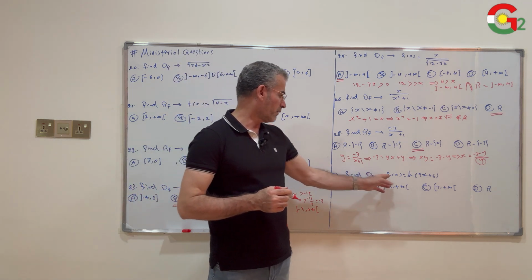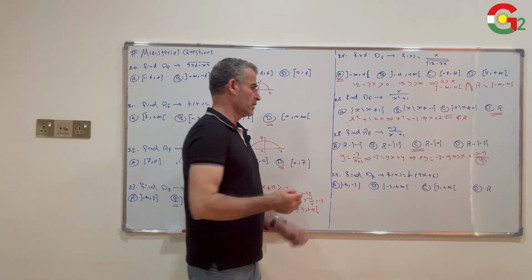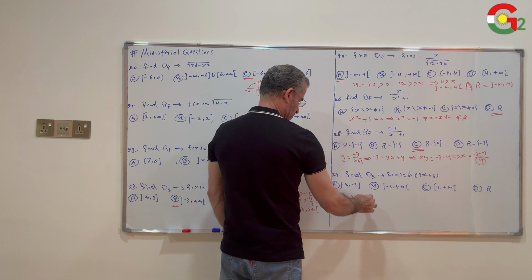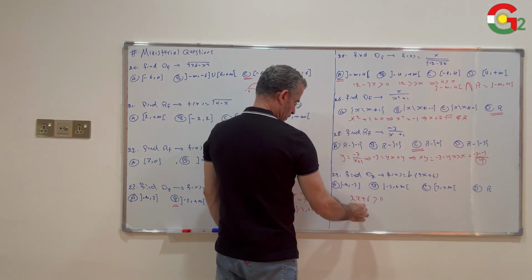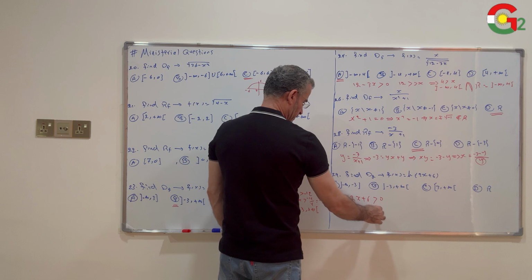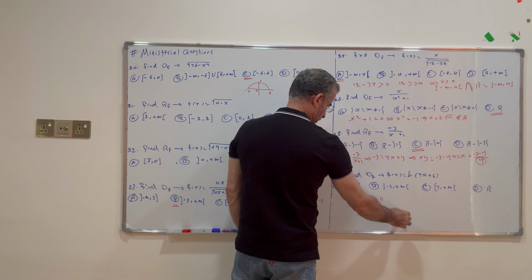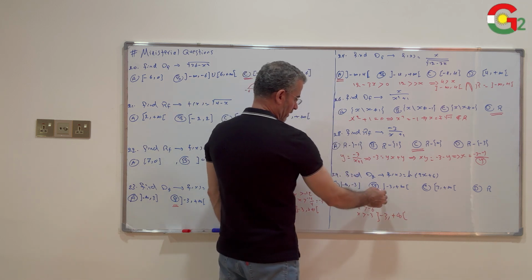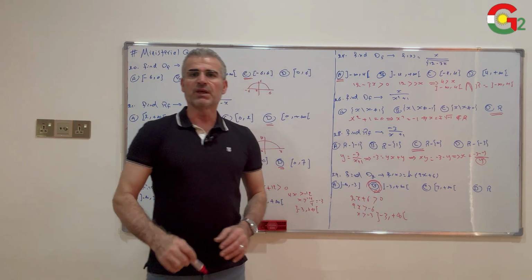Find the domain of the function f of x equals ln of 2x plus 6. Ln is defined only for positive numbers, then 2x plus 6 should be greater than 0. 2x greater than negative 6, x greater than negative 3. It means negative 3 to positive infinity, open bracket. Negative 3 to positive infinity, open bracket, is choice B.